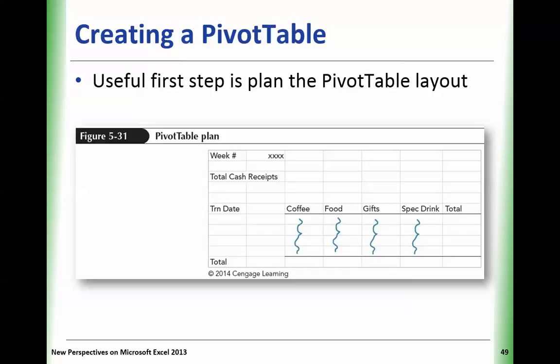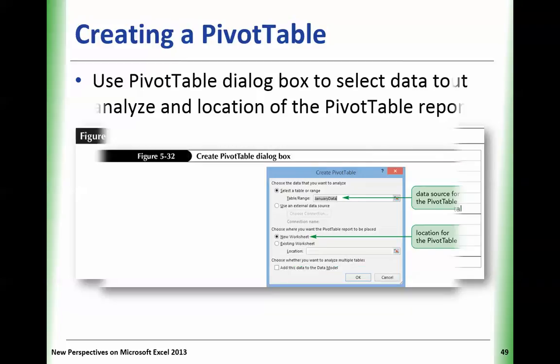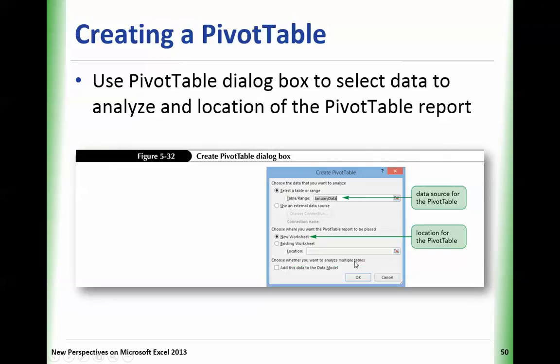A pivot table has a pretty unique layout. So when you're working with a pivot table, make sure you're using the correct pivot table layout. We're going to use the pivot table dialog box to select data to analyze and the location of the pivot table report. The location for the pivot table is going to be in a new worksheet by itself. You can create it in the existing worksheet. I tend to put my pivot tables by themselves, simply because I can then hide that extraneous data from the person and only show them the graphs I've created from the pivot tables.